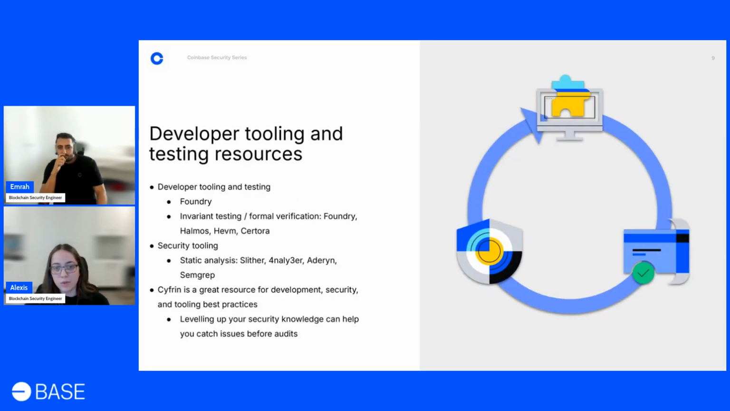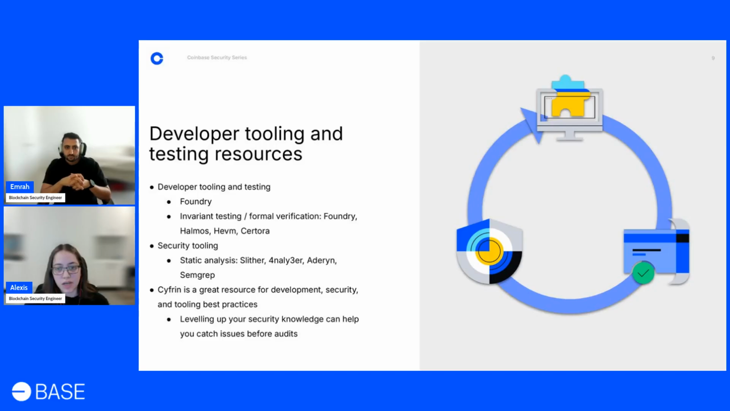Now, moving on, we'll quickly touch on a few open source resources for tooling, testing, and security reviewing. First up in tooling, we have Foundry, of course, the all-in-one development framework for smart contracts. That one is a no-brainer. Next up, for invariant testing and formal verification are Foundry, again, which has its own invariant testing and also fuzzing tooling suite, Halmos, HEVM, and Certora, whose prover is now open source. For security tooling, we have a bunch of static analyzers to choose from, including Slither, of course, Aderyn, which is Cyfrin's static analyzer tool written in Rust, and Semgrep, which has beta support for smart contracts.